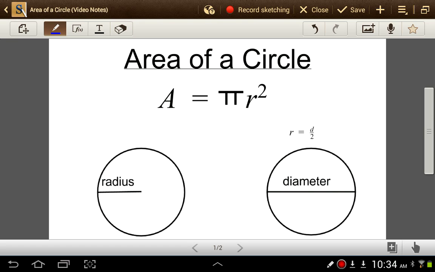Again, I have my radius and I have my diameter. I only have one formula for area of a circle this time, though. The area of a circle is just pi r squared. So again, we're going to use 3.14 for pi.